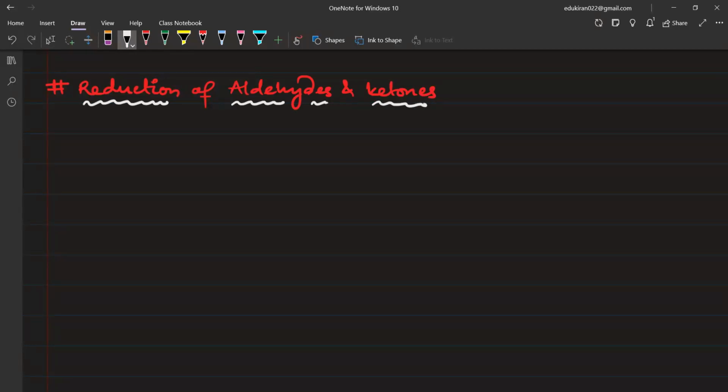We have already studied reduction and reduction by alcohols. Number one, please type: reduction to alcohols. And we have studied this in the method of formation of alcohols. Reduction to alcohols. Right?